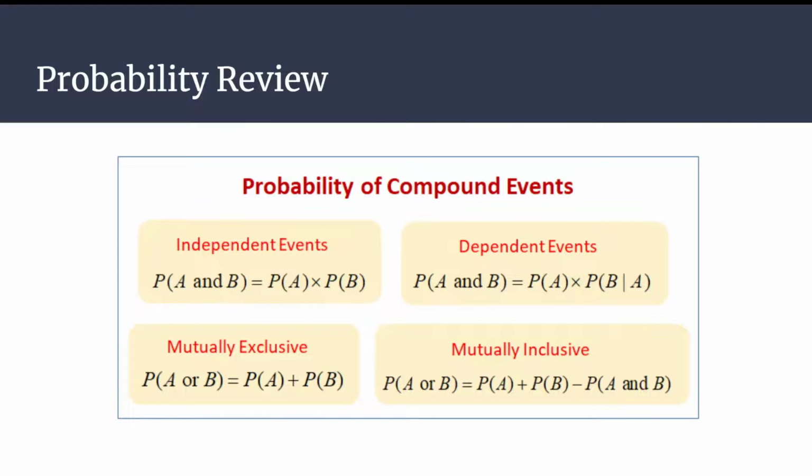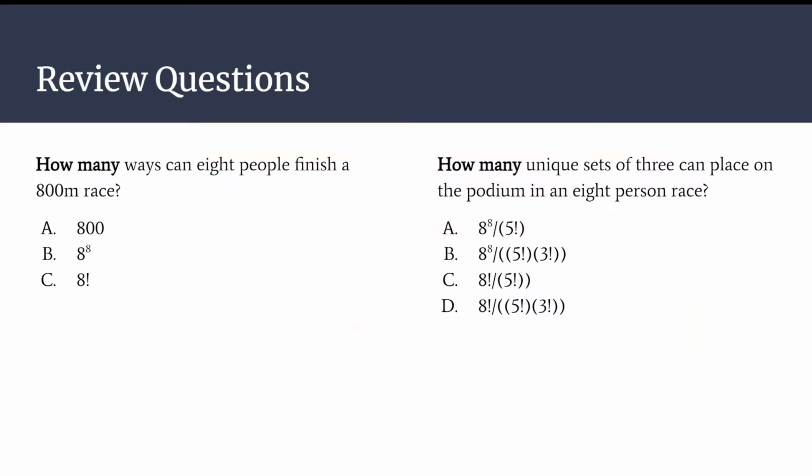Okay, review. To find the probability of both events, A and B together, you can multiply the probability of each event, or multiply the probability of one event by the dependent probability of the other event. Which one you use depends on whether the events are dependent or not. To find the probability of either event A or B occurring, add the probability of each event, or add the probability of each event, then subtract the space where they overlap. Which one you use depends on if the events are mutually exclusive or not.